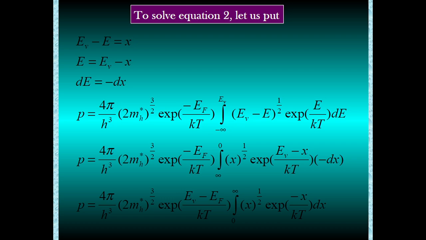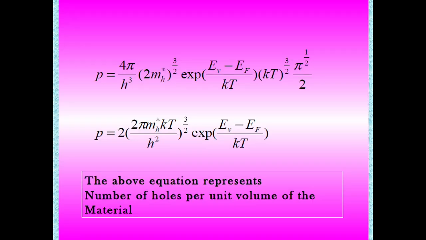P is equal to 4 by h cube (2m) power 3 by 2 e power (EV minus EF) by kT integral from 0 to infinity of x power 1 by 2 e power minus x by kT dx. Therefore, finally we get P is equal to 4 by h cube (2m) power 3 by 2 e power (EV minus EF) by kT times the result of the integral. Therefore, P is equal to 2 into (2 pi m h kT by h square) power 3 by 2 e power (EV minus EF) by kT.